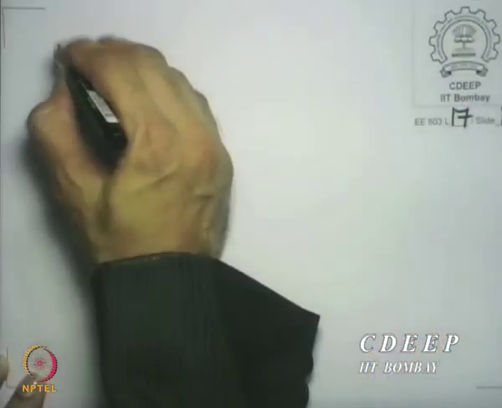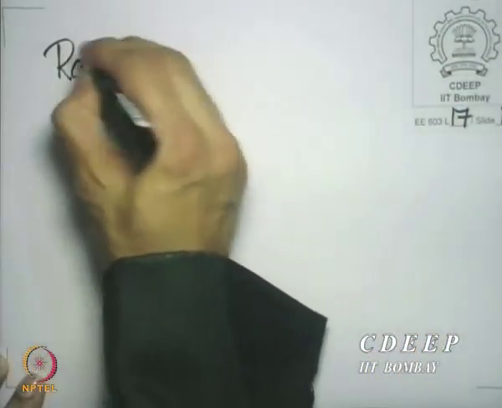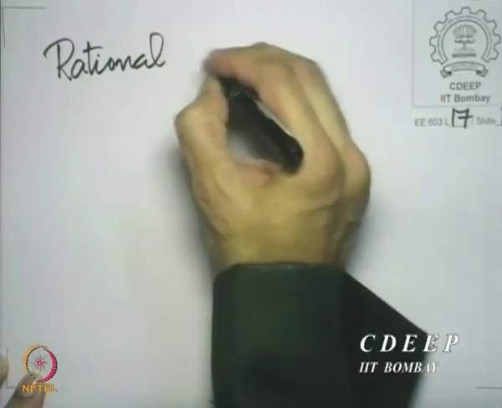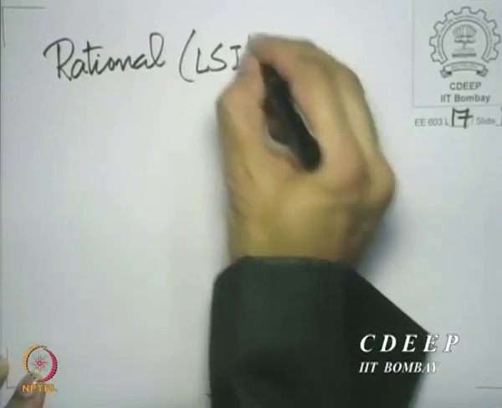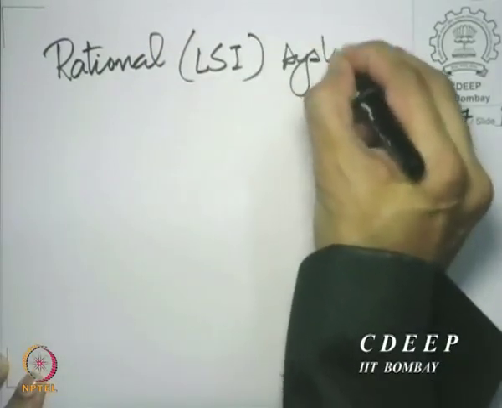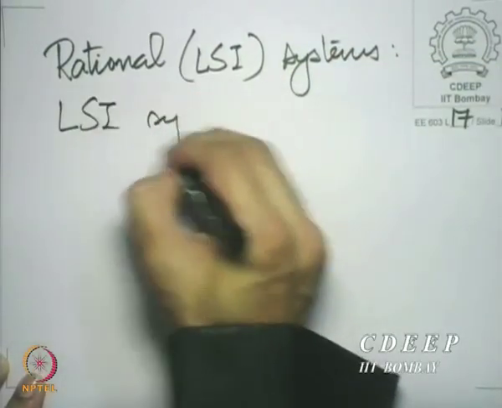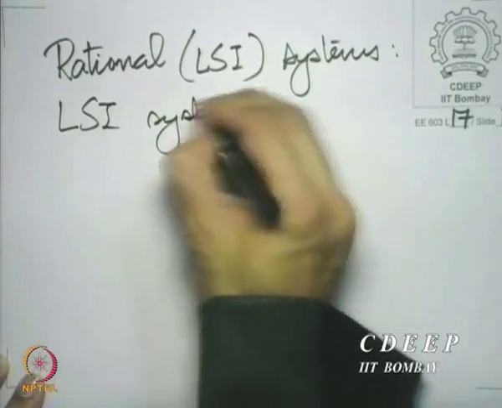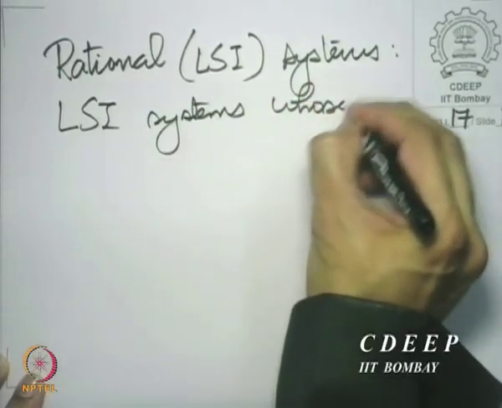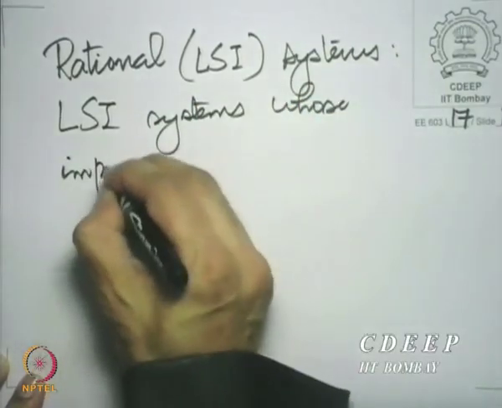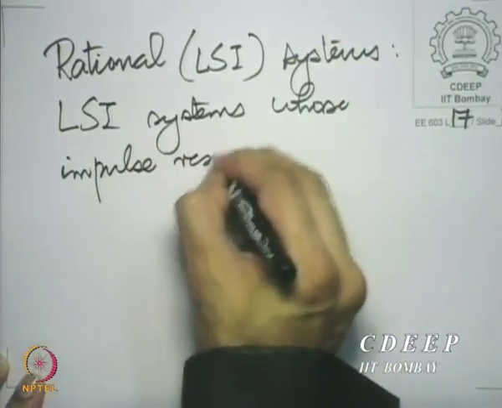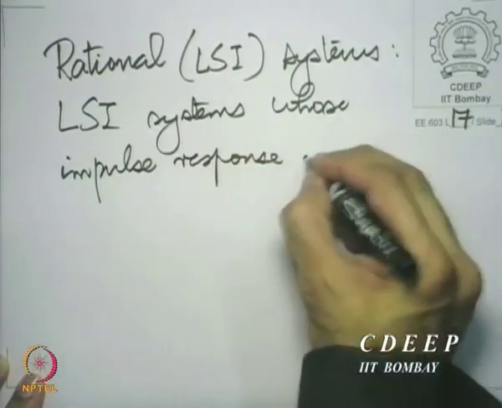So, let us quickly recapitulate. We have so far talked about rational systems. Rational systems are of course LSI. They are LSI systems whose impulse response has a rational Z transform.